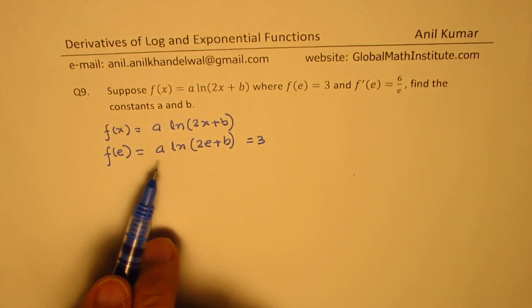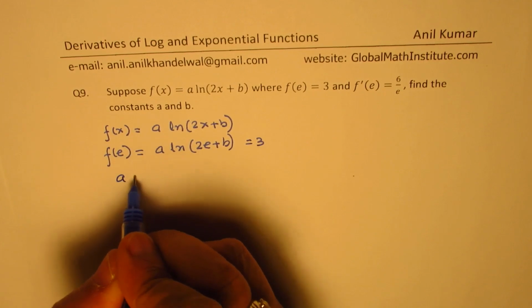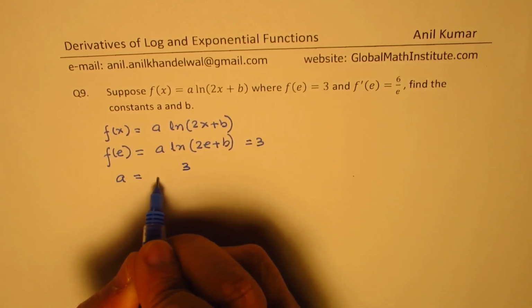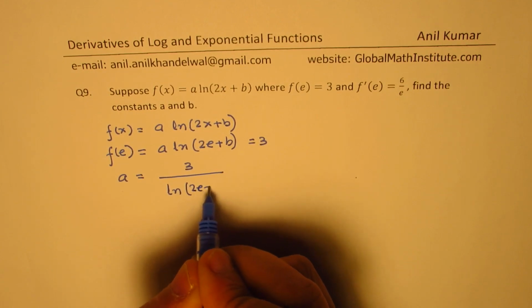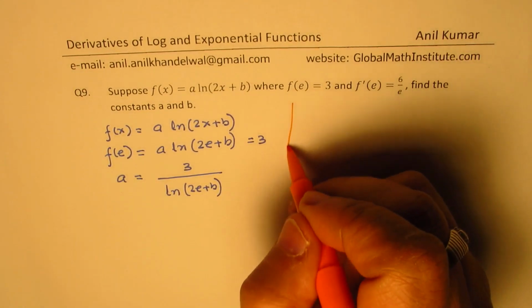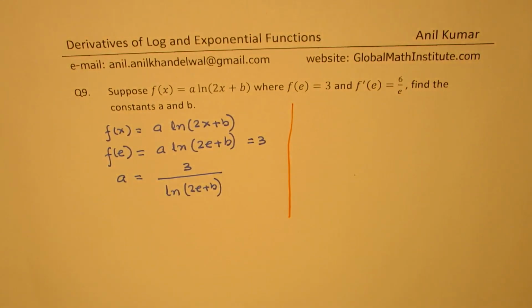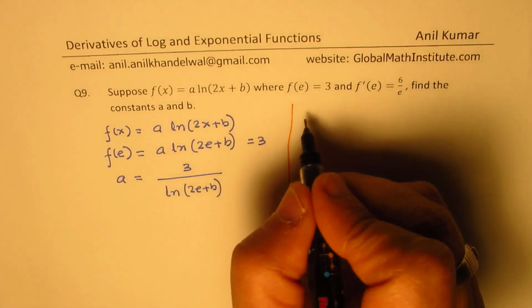So from here, we get one equation. We can isolate a, so we can write a is equal to 3 over (ln(2e) + b), correct? Okay, so we got one equation. We have two unknowns, so we have to find the second equation also. The derivative is 6 over e, so let's find the derivative of this function.